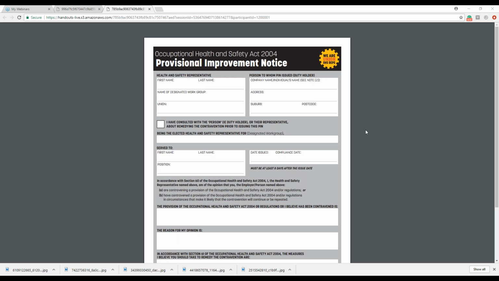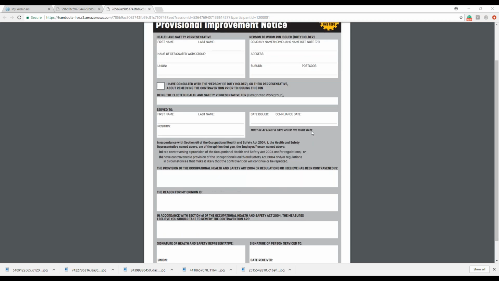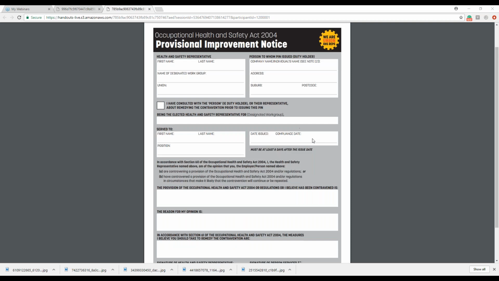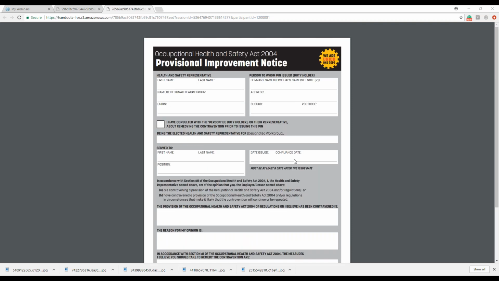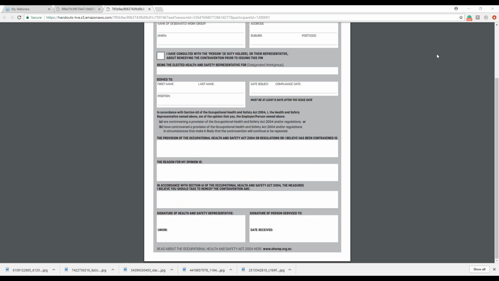And sorry, I just realised you weren't able to see the PIN screen, but now you can. As we said, it's a really nice format, and it easily guides you through which sections of the Act you are referring to as well. So yeah, nice one for you to download and keep. But we'll head back to the PowerPoint now.